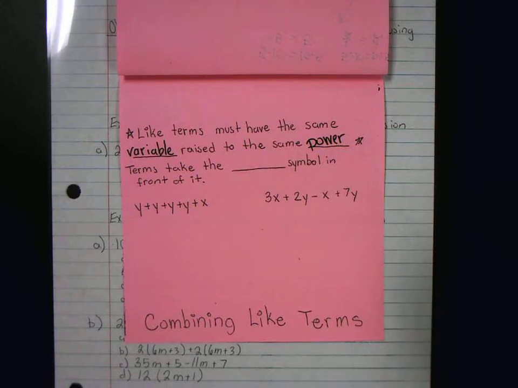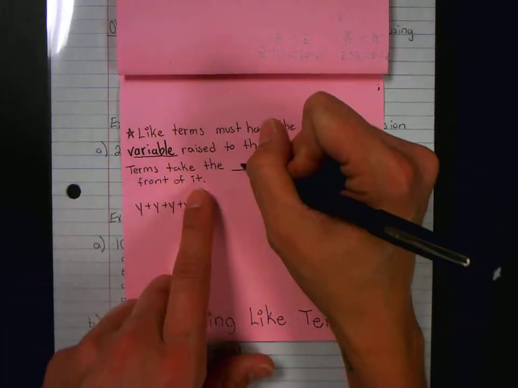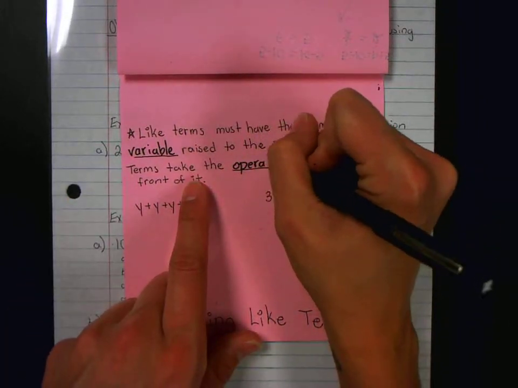Okay. Terms take the blank symbol in front of it. Terms are again separated by addition or subtraction, and those are operation symbols. So terms take that operation symbol in front of it. This tells us whether or not we're going to add or subtract them together.